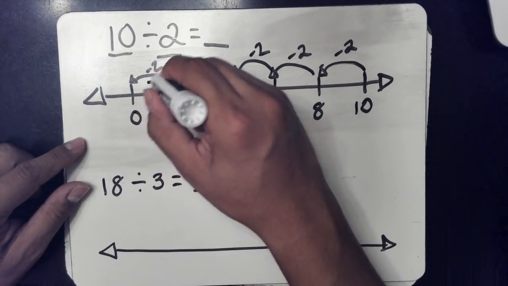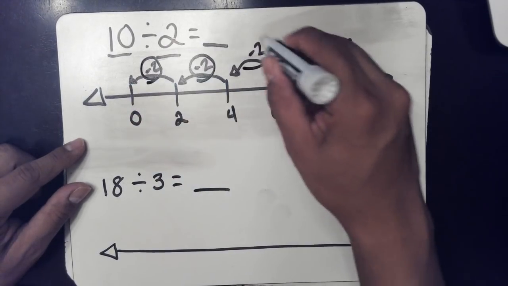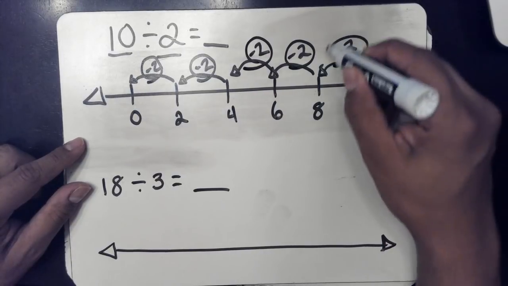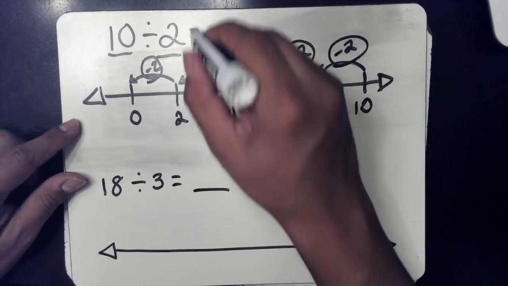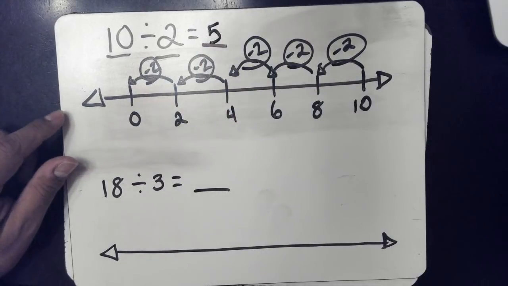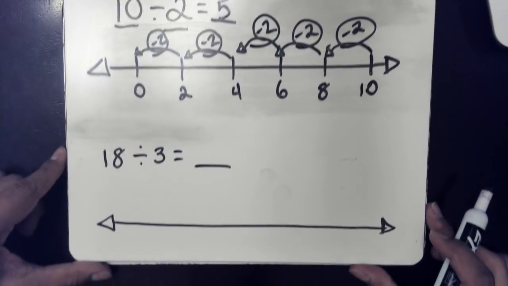Now I count my subtractions. 1, 2, 3, 4, 5. I subtracted 5 times, so my quotient is 5. Another problem.